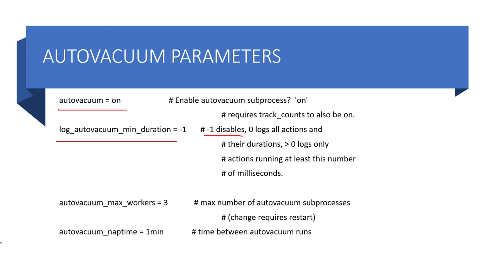Then another parameter is auto vacuum max workers. By default there will be one auto vacuum process. In case you have n number of tables where this vacuuming has to be done, then one worker will not be sufficient. So you need to increase the number of auto vacuuming workers. By default it is 3. So along with your auto vacuum process, there will be 3 more sub workers which will do the vacuuming process.